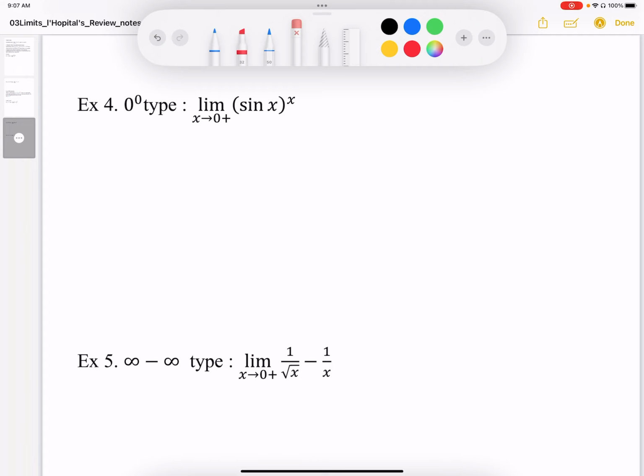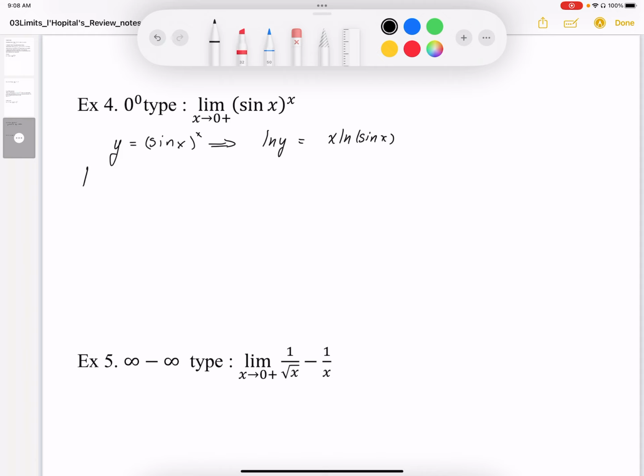So we're going to let y equal sine x to the power x. And then we're going to say that log y is equal to log sine x, and then we bring the power down. So we end up with the multipliers, which we can put into a ratio.